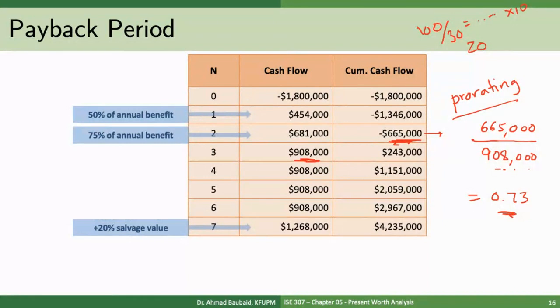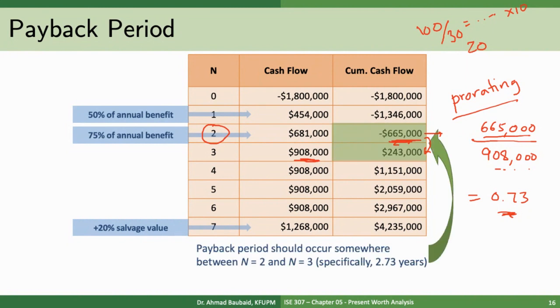This is prorating, right? We just need to make up an amount. We need to divide it by the total amount that we're making up, and then that will give us the fraction of the year at which we receive this amount that we're trying to make up. So by 0.73 pieces of a year, we will have our 665,000. Okay? And then of course I need to add this 2. So this is just telling me between years 2 and 3 when I receive the 665,000. And so I need to add the 2, and I will find finally that the payback period should be between 2 and 3, and in particular it's at 2.73 years.